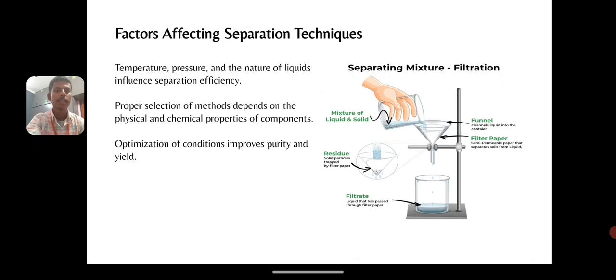Factors affecting separation techniques. Certain factors greatly influence the efficiency of separation: temperature and pressure, boiling point differences of liquids, solubility of components, nature of the mixture, homogeneous or heterogeneous. Proper selection of methods depends on the physical and chemical properties of the components. Optimization of conditions improves purity and yield. Understanding these factors helps us to choose the correct method and achieve the desired purity.